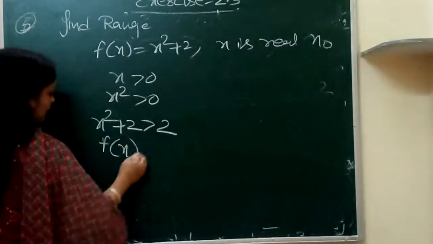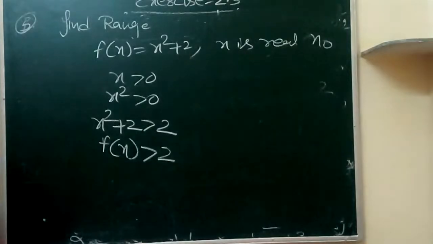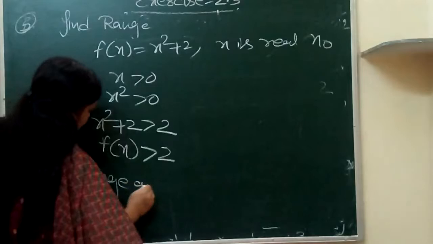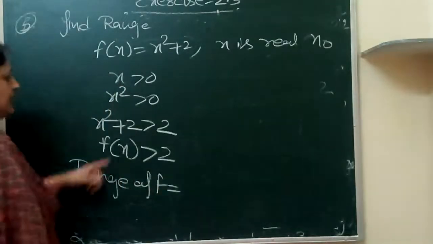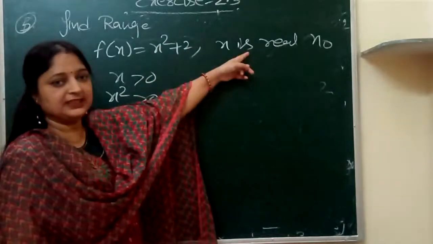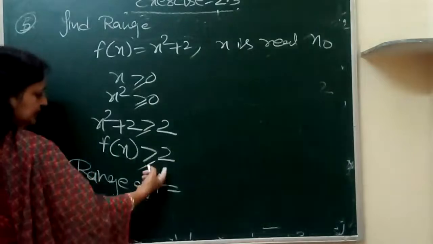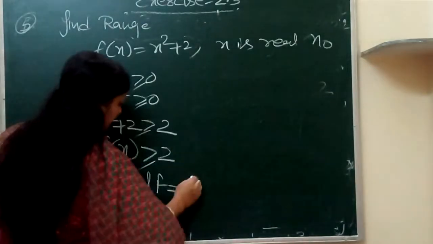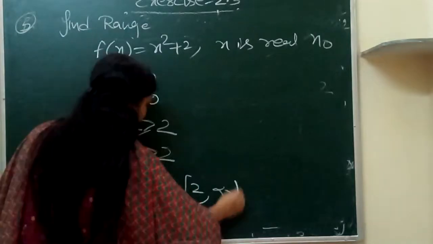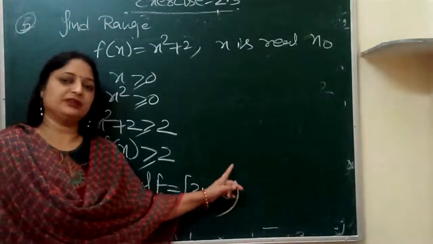So what is the range here? The range of the function is, since x is a real number, x square is always greater than or equal to 0, so f of x is greater than or equal to 2. So the range of f will come the closed interval 2 to infinity, and at the infinity side the bracket is always open. So closed interval 2 to infinity. This is the second part.